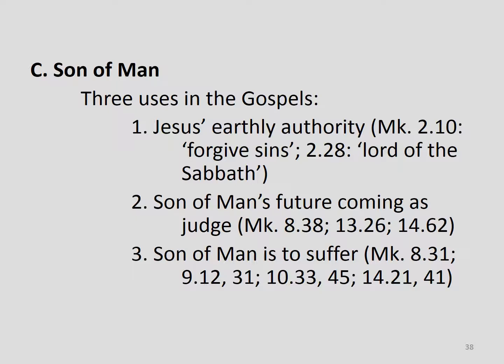And then thirdly, the Son of Man is to suffer. Now here, there's no connection to Daniel 7. And so what we see is that the title takes on new meaning. It originates out of Daniel 7, but it takes on new meaning as Jesus uses it of himself. Yes, the one in Daniel 7, the one who has earthly authority, the one who is the future coming judge, that one, the Son of Man, must also suffer. That is how Jesus is using the title.